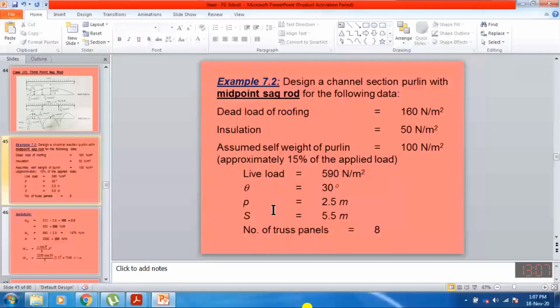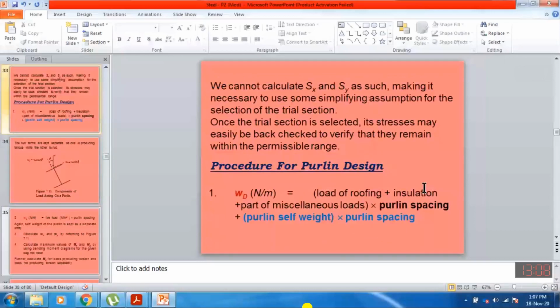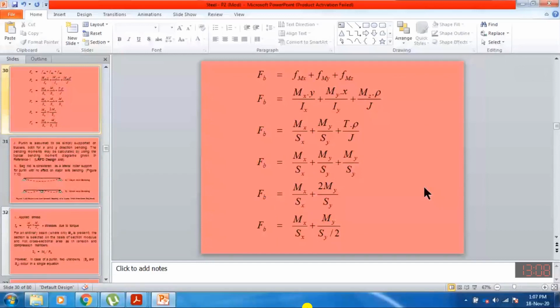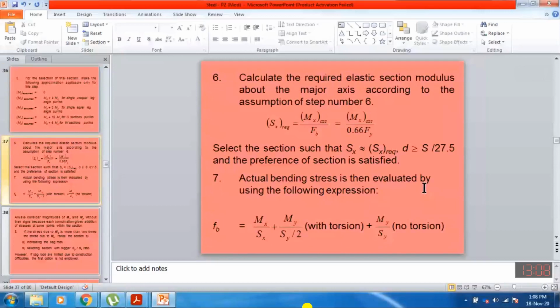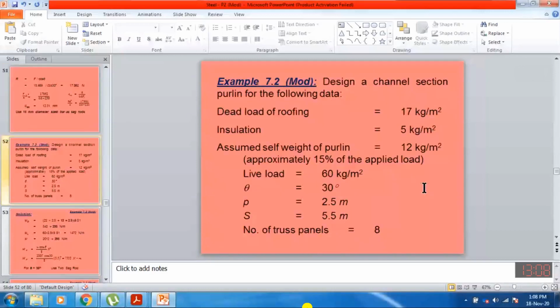Last time we solved this example, where I explained the design of the purlin. In this example, it was not specified how many sag rods we need to use. So I told you that the decision regarding the number of sag rods is taken depending upon the angle or inclination of the roofing system.